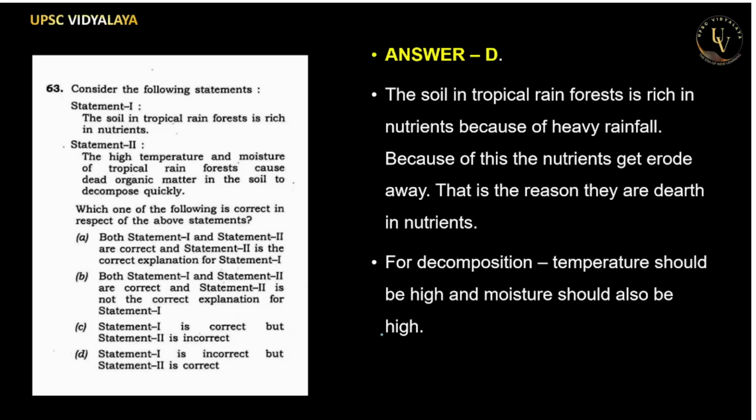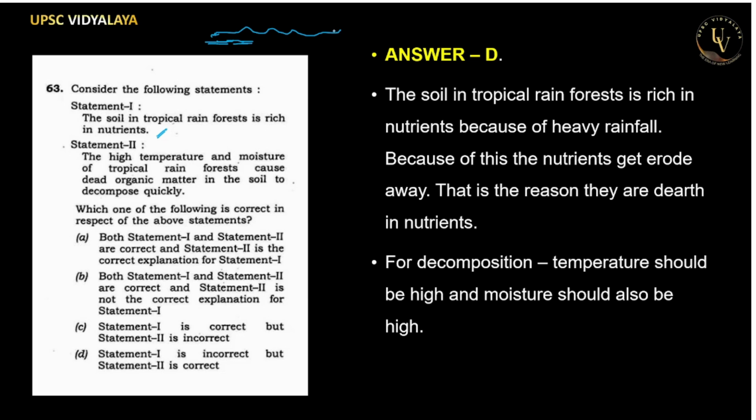Consider the following statements. Statement number 1. The soil in tropical rainforest is rich in nutrients. Very easy question this is. If you read NCERT, आप इस क्वेश्चन को आसानी से आंसर दे सकते हैं. क्या tropical rainforest में the soil will be rich in nutrients? No. Why is it not rich in nutrients? क्योंकि tropical rainforest में इतनी ज़्यादा rain गिरती है. Because of this, what will happen? The upper layer of the rock strata, the soil here, gets eroded away. Okay, so the river wipes out the layer.